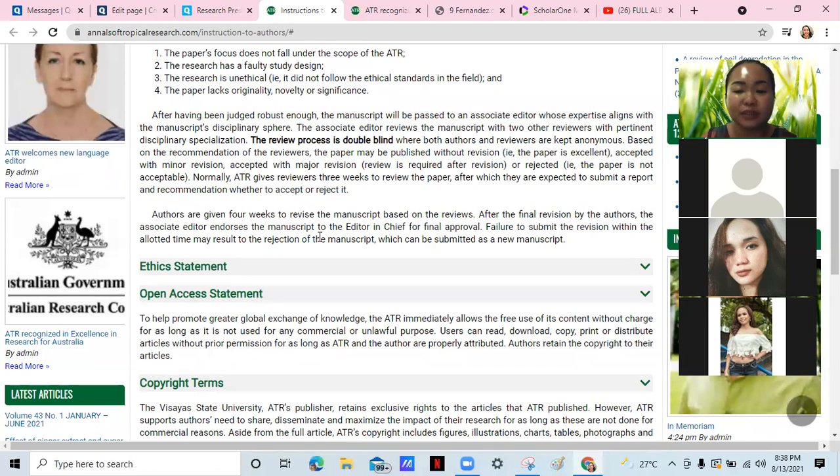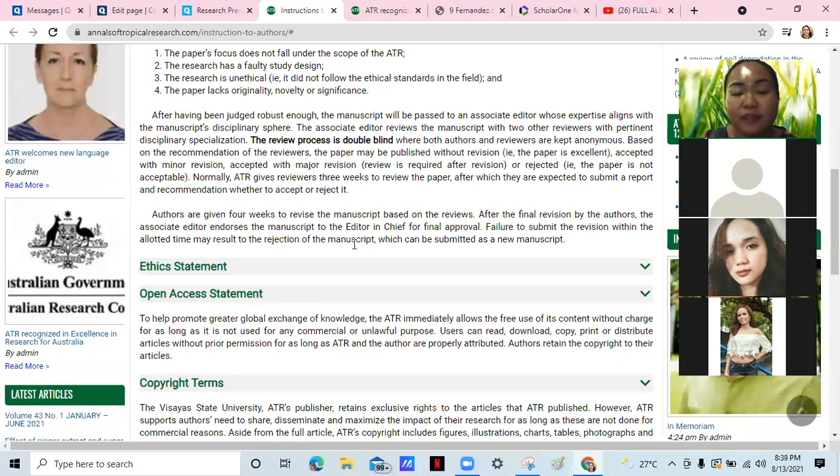And if you fail to submit the revision, so imagine, no, pagsulat mo lang sa paper, now you can see how hard it is when you write the paper, and then after that when you submit it for publication you will go through the process of revisions.